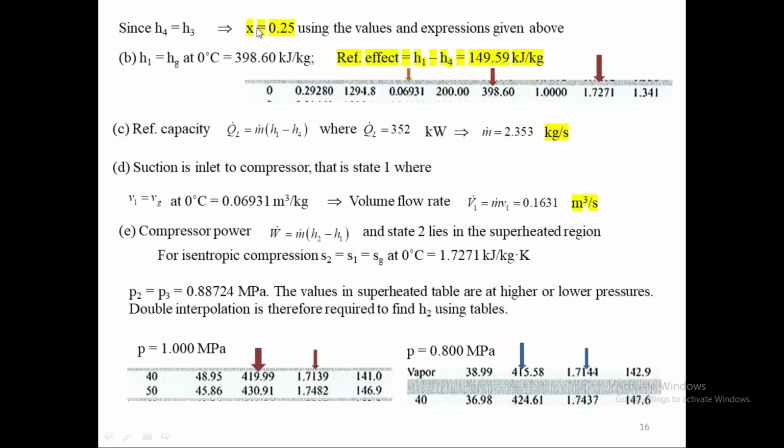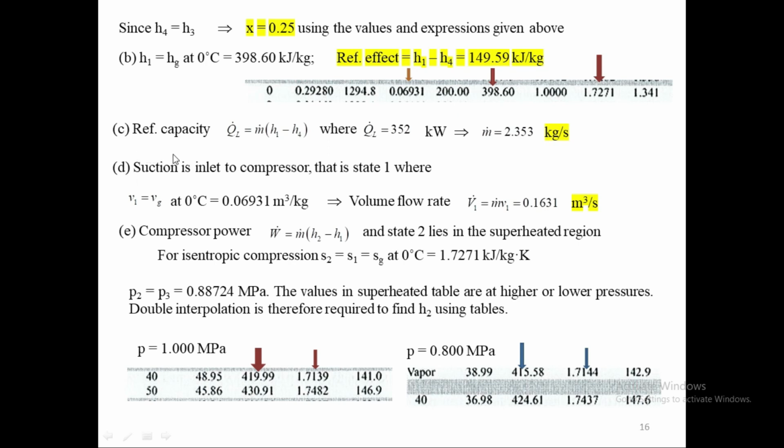So when we replace it, we can find out what is the X value. H1 is Hg at 0 degrees centigrade, which is 398.60 right there. Refrigerating effect is H1 minus H4. So H1 minus H4 will get you 149.59 kilojoules per kilogram.